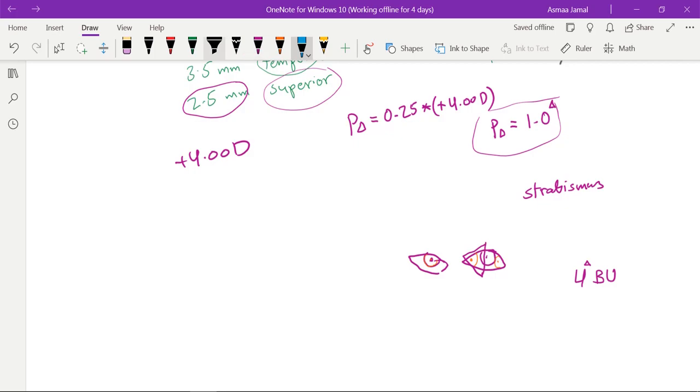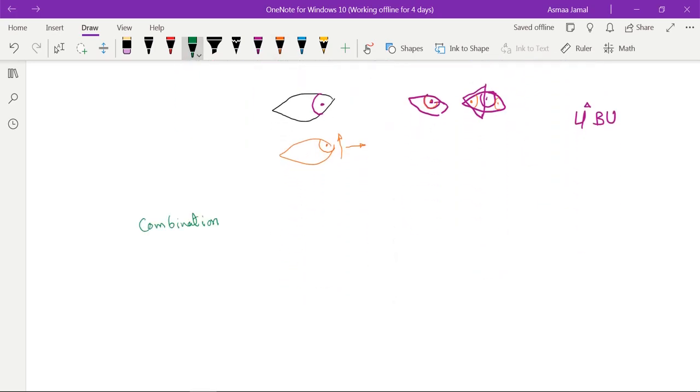For example, this patient has misalignment not just horizontally, but also vertically at the same time. So the eyes are like that, horizontal but also vertical. The strabismus here is up and in this horizontal direction. So we need two prisms to fix that. So we will do a combination, which means we will use two prisms at the same time.